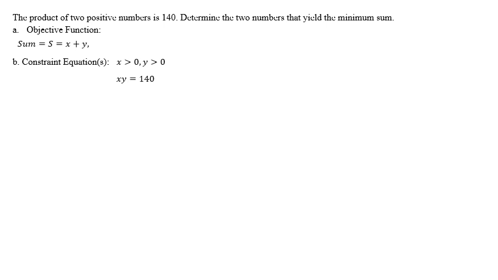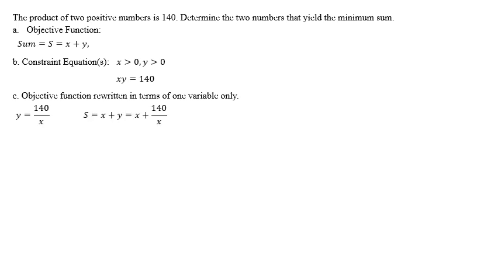We haven't seen multivariable calculus yet, so that means we're going to have to rewrite our objective function, the sum x plus y, in terms of either x or y. And how do we do that? By using the constraint equation. We have an equation that links x and y. So we solve either for x or for y. Here I'm going to solve for y, and I get y equals 140 over x.